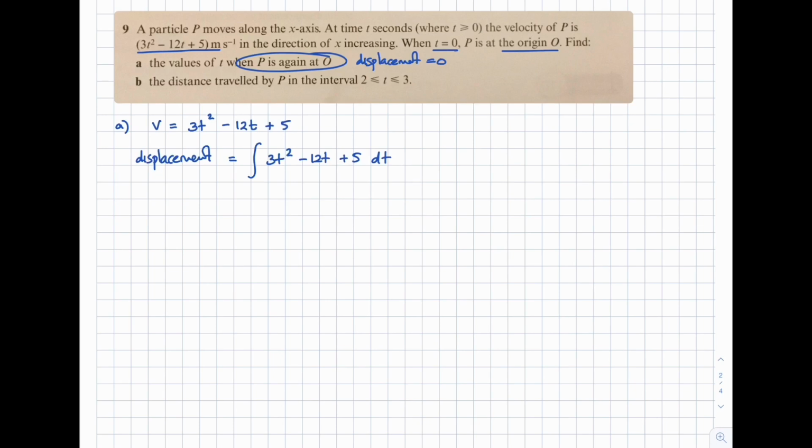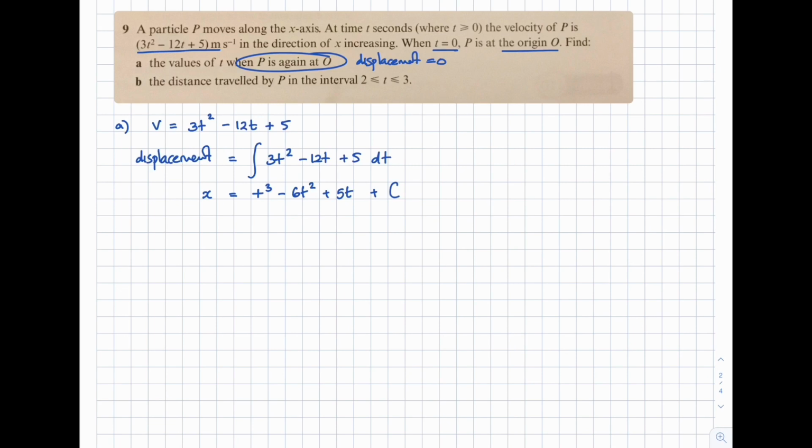So here we're going to say, well, displacement, so we'll say x is equal to, so rules of integration, remember, you're going to add 1 to the power and divide by the new power. So here we'll get 3t cubed divided by 3. So that cancels down to simply just t cubed minus 12t squared divided by 2. That becomes 6t squared. Integrating a constant, we'll get 5t, and then we'll have our constant of integration, which we're going to call capital C.